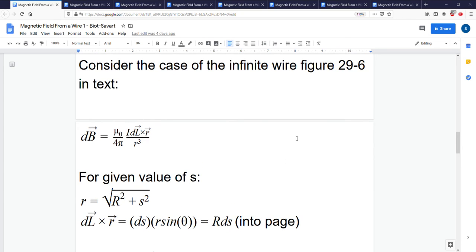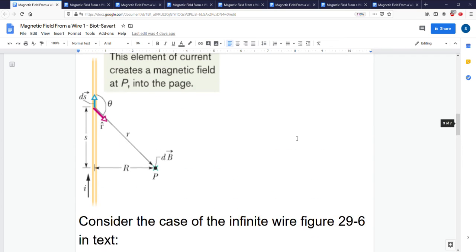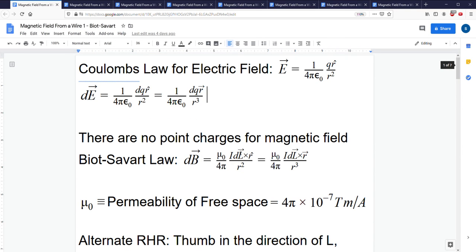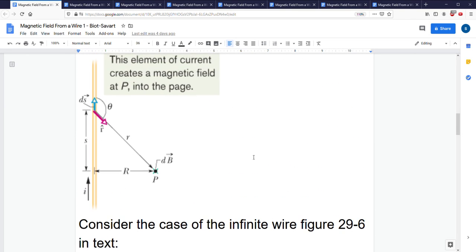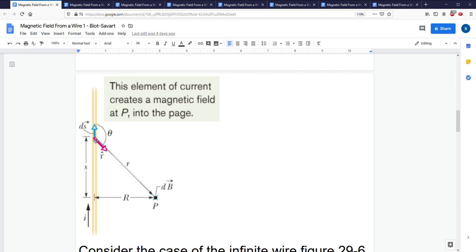Now here is one place where things get a little easy. This term right here, dl cross r hat, or rather dl cross r. dl is in this direction, r is in this direction right here, and remember we can find the magnitude of a cross product by saying it is equal to the magnitude of the two vectors times the sine of the angle between them.